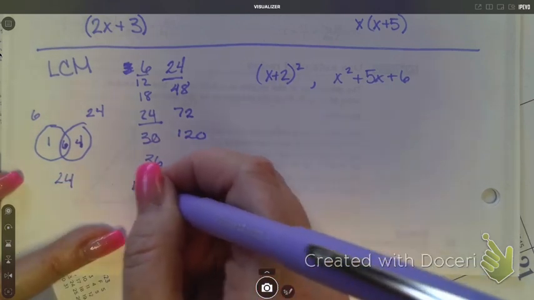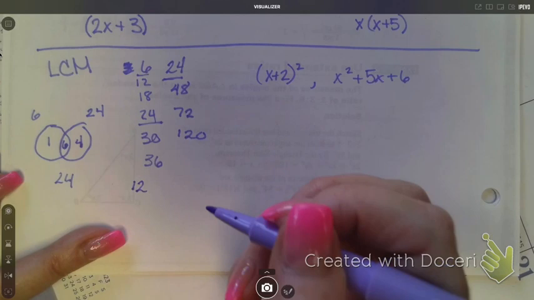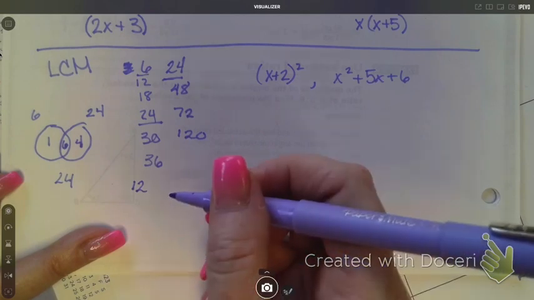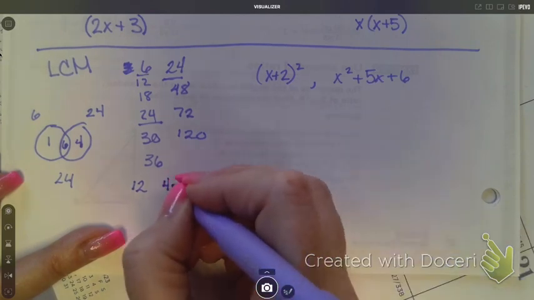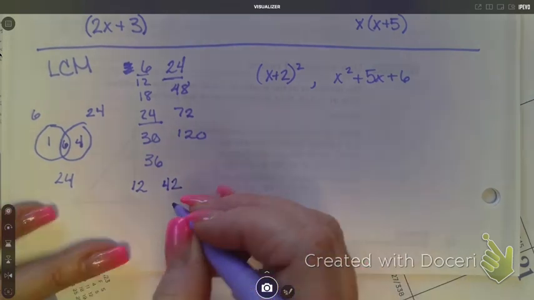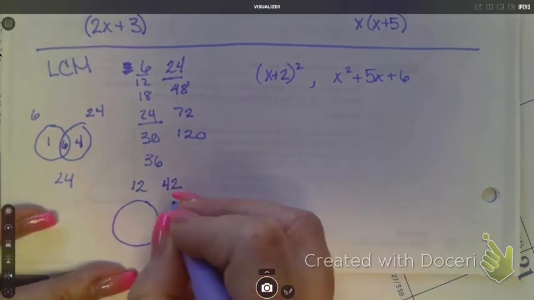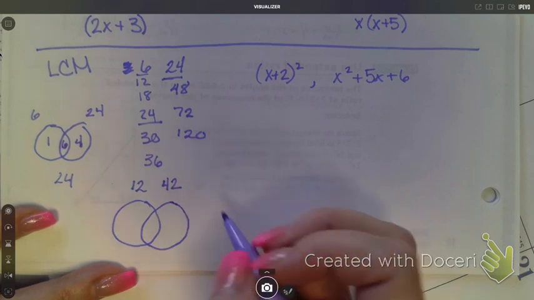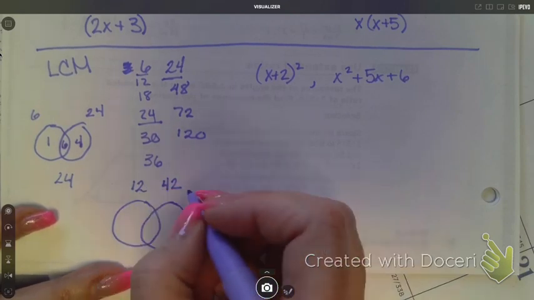So what if I did 12 and 42? So what's in both 42 and 12?